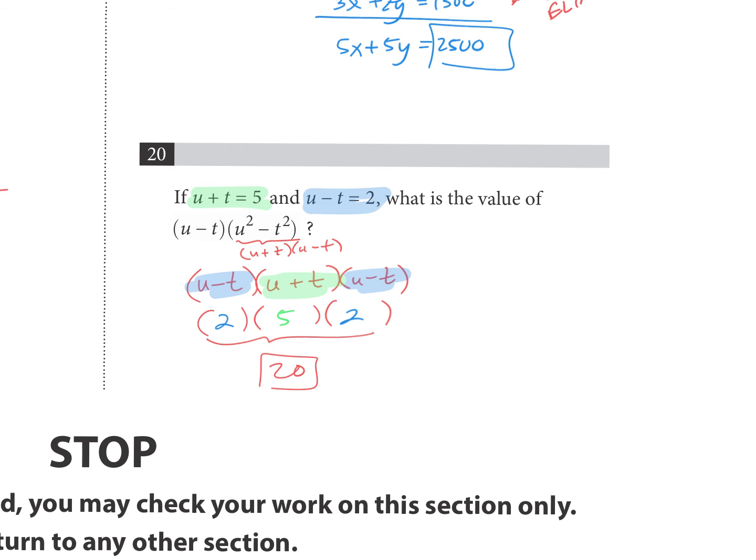Number 20, similarly, there's a trick to it. You factor u squared minus t squared, so that's u plus t, u minus t. When I get this, it ends up being u minus t times u plus t times u minus t, and it gives you what u plus t and u minus t are. I just highlighted them: u minus t is 2 and u plus t is 5. You multiply 2 times 5 times 2, which is 20.